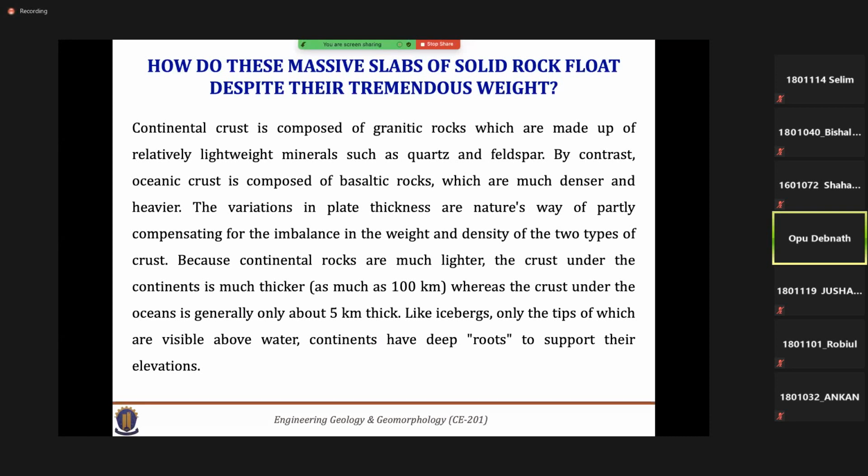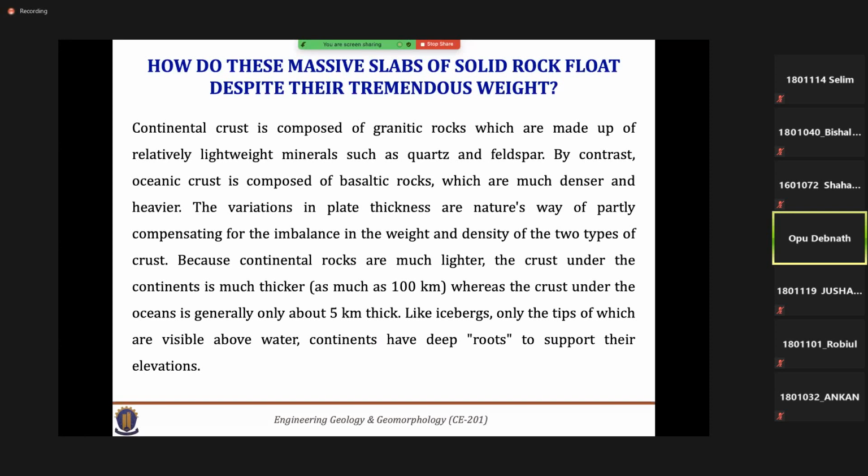This is composed of basaltic rock, which is denser compared to the previous one. So this isn't just a simple example; in reality, there may be multiple types of rock, also sedimentary rock, etc. So it is evident that there must be a variation in weight.